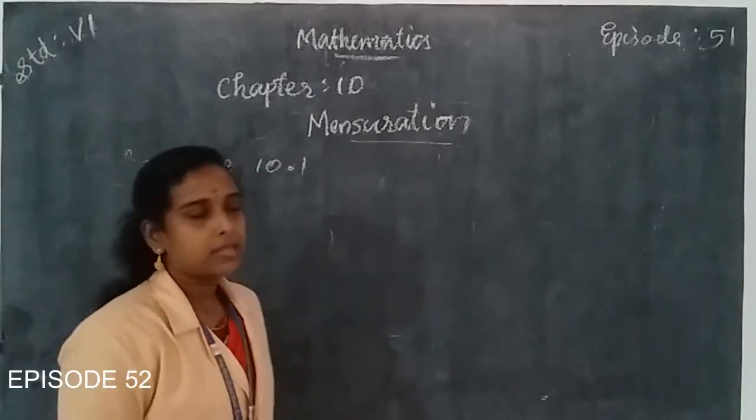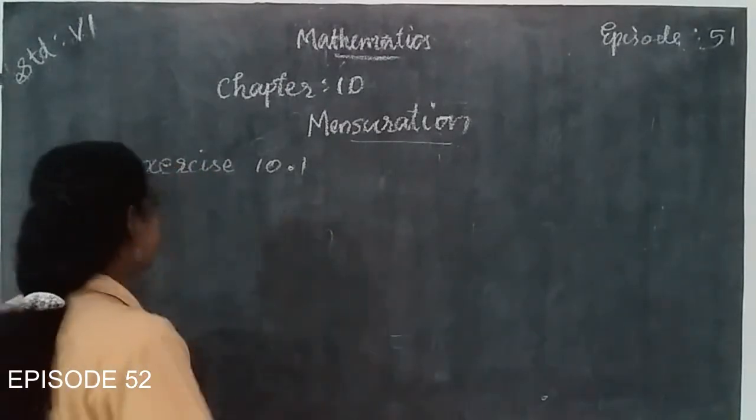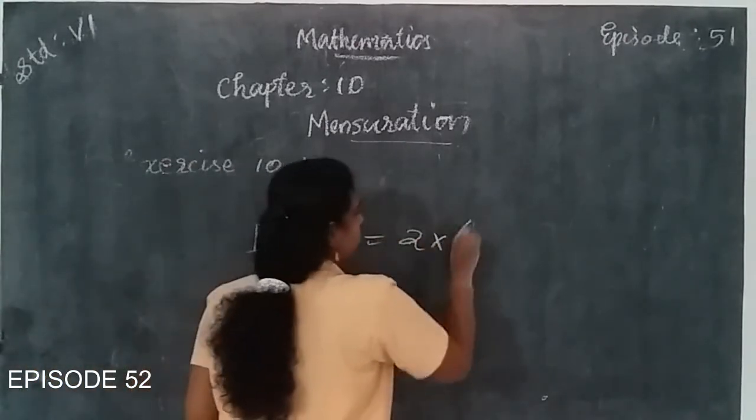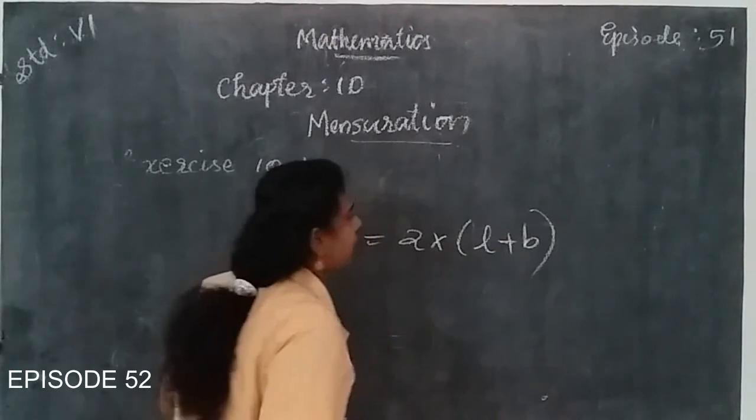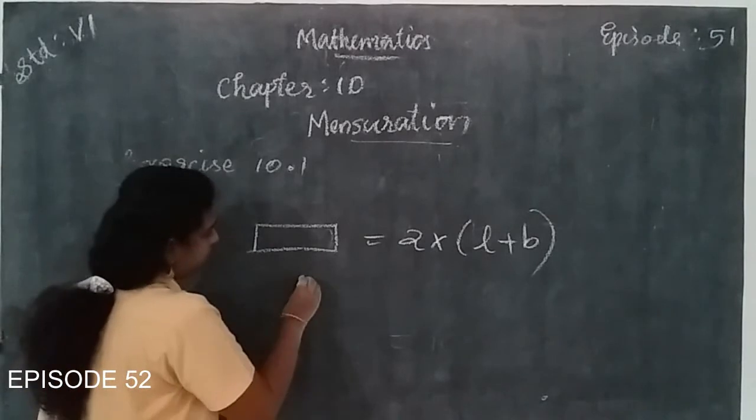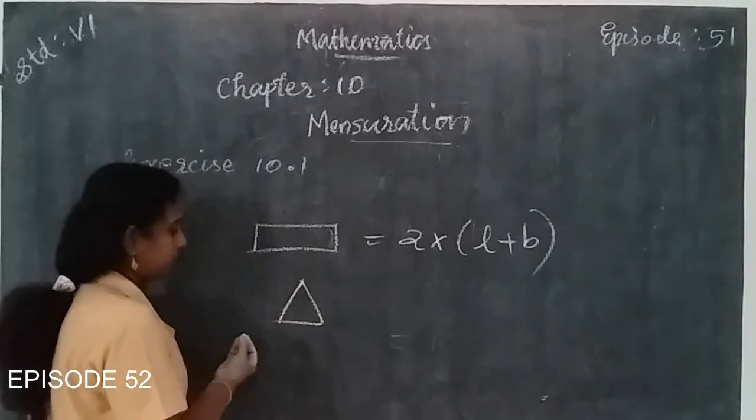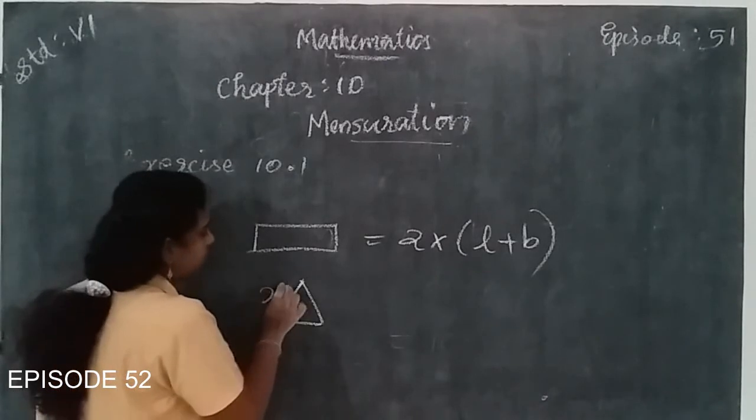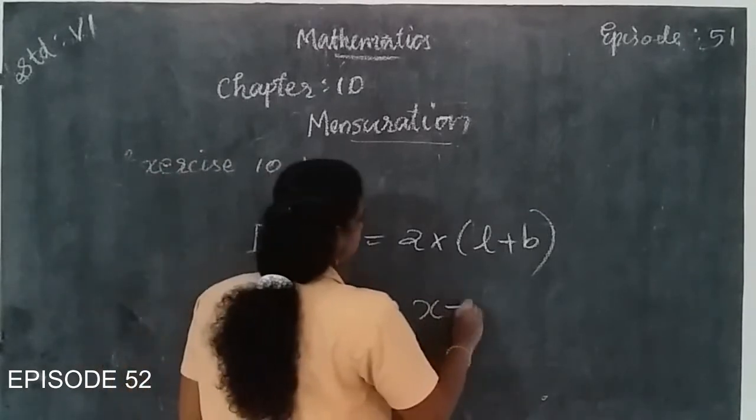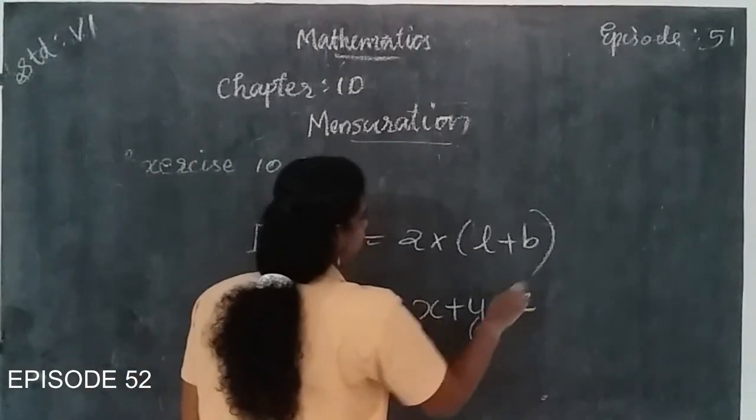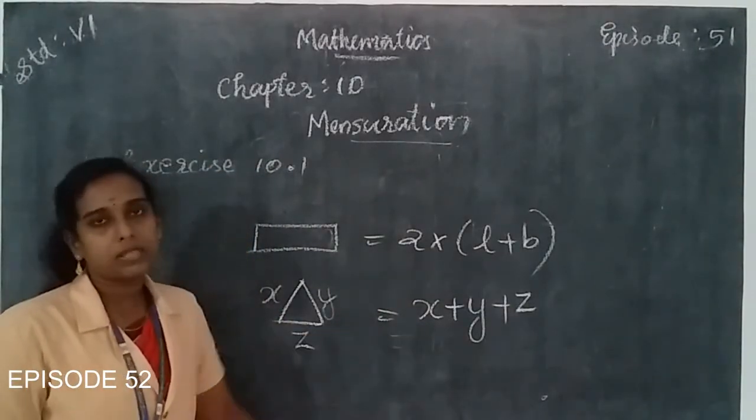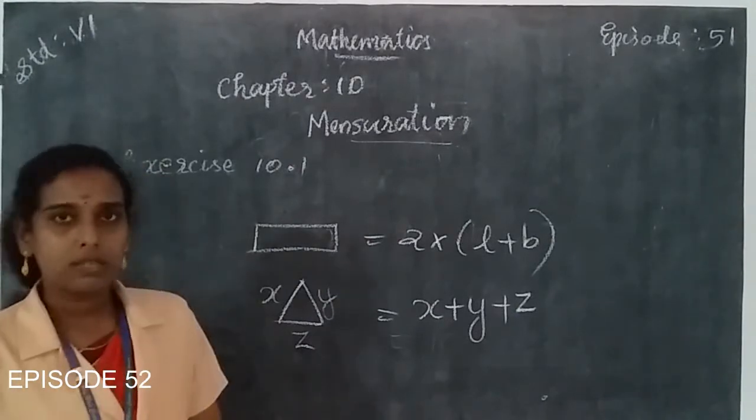So in this chapter we discussed how to find the perimeter. The perimeter of a rectangle is equal to 2 into (L plus B), 2 into (length plus breadth). Then to find the perimeter of a triangle with unequal sides, if the three sides are x, y and z, then we take the sum of all the sides. We add x plus y plus z, then you get the perimeter of the given triangle.